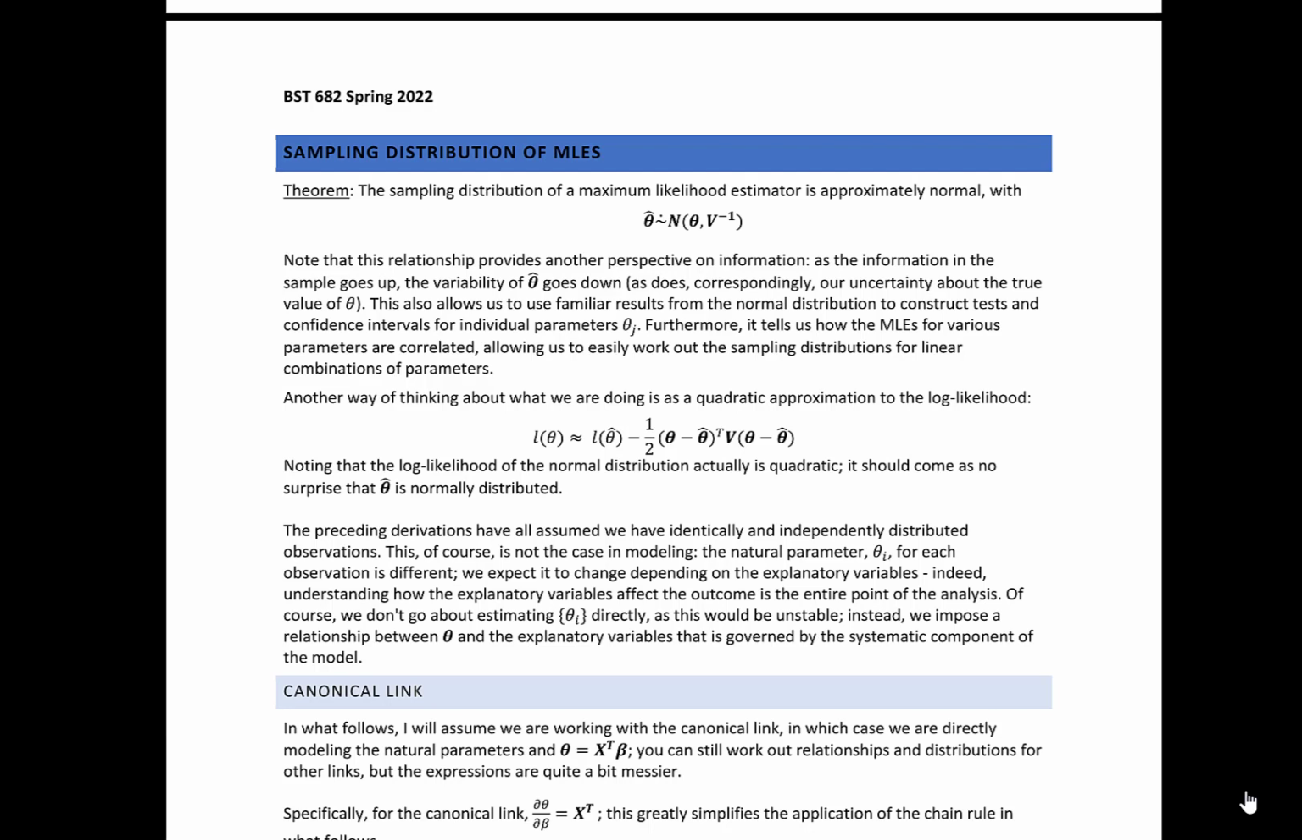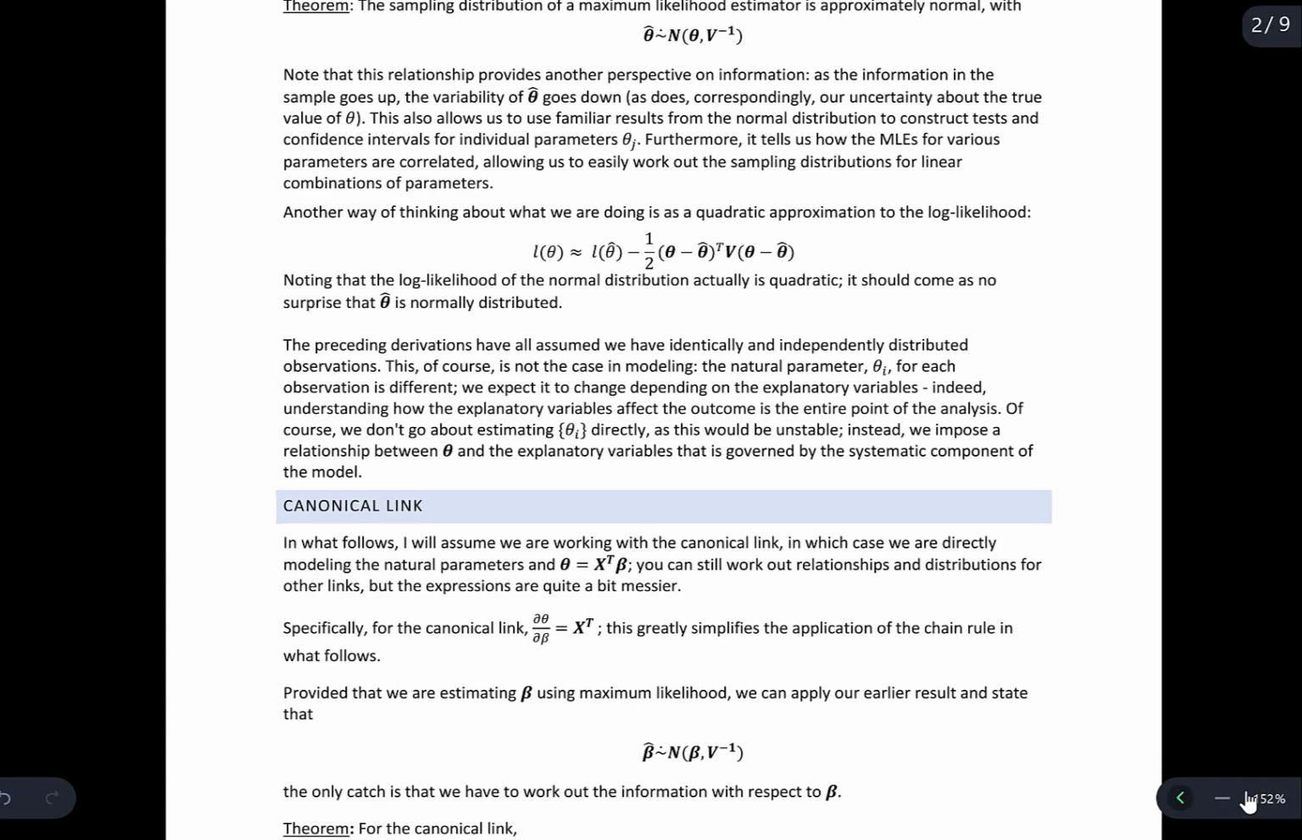So with all of that being said, the preceding derivations have all assumed we have identically and independently distributed observations. This, of course, is not the case in modeling. The natural parameter theta_i for each observation is different; we expect it to change depending on the explanatory variable. Indeed, understanding how the explanatory variable affects the outcome is the entire point of these types of analyses. So we don't go about estimating theta_i directly. It would be unstable. Instead, we impose a relationship between theta and the explanatory variables, and that's governed by the systematic component of the GLM.